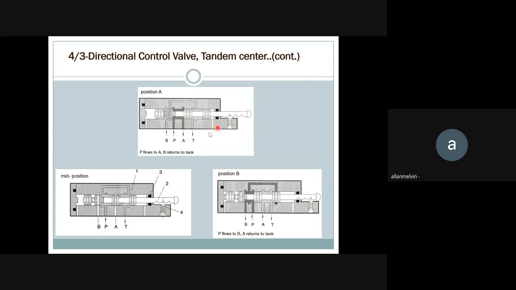In position A, pressure is connected to A and B is connected to tank, if you just look at the arrow. And in position B, pressure is connected to port B and A is connected to tank. So normally either one will be connected to tank. So energy loss is reduced, because there is always a flow back to the tank. That's the advantage of tandem center.